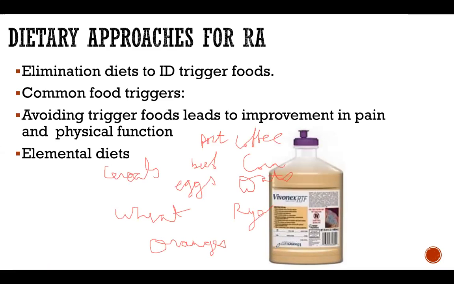Elemental diets. So pictured here is an elemental formula. And what this means is it is a complete nutrition product, meaning it supplies everything you need. However, the form of nutrition has been totally broken down. So you have single carbohydrates such as glucose. You have single amino acids. You have medium chain triglycerides that don't require bile for digestion. You have vitamins and minerals.